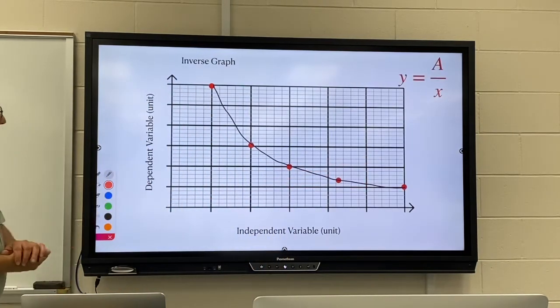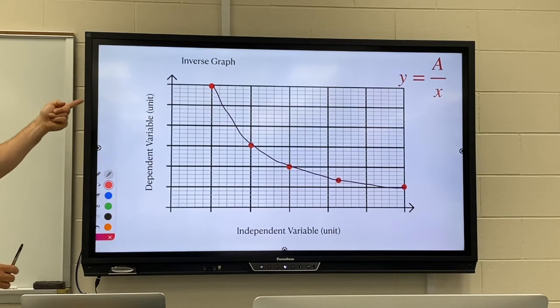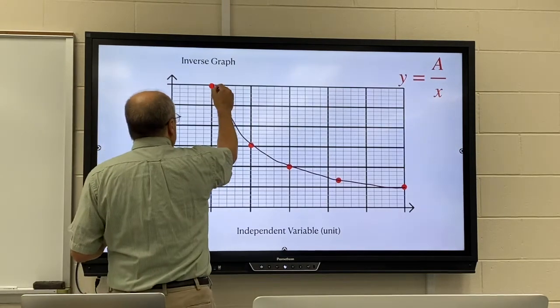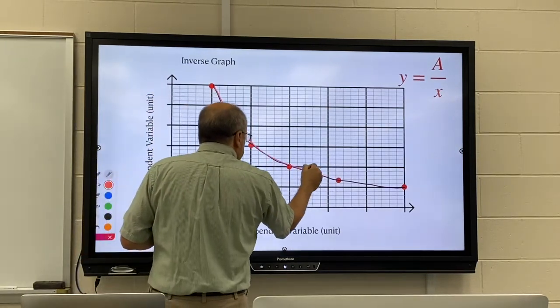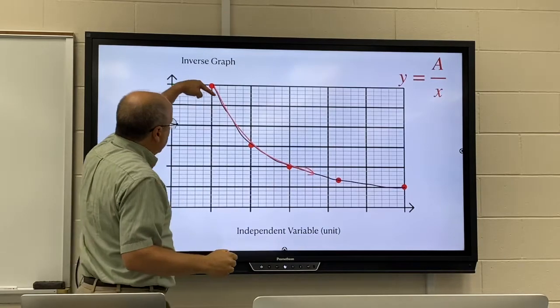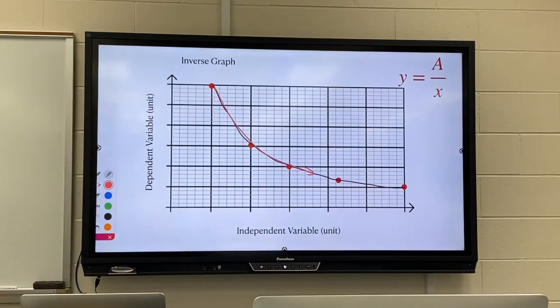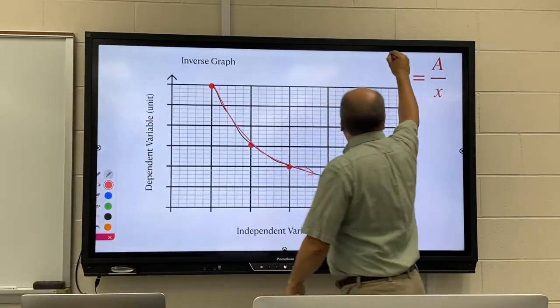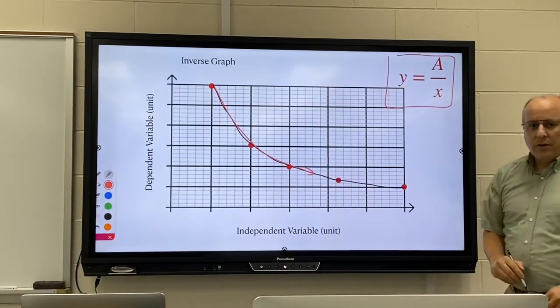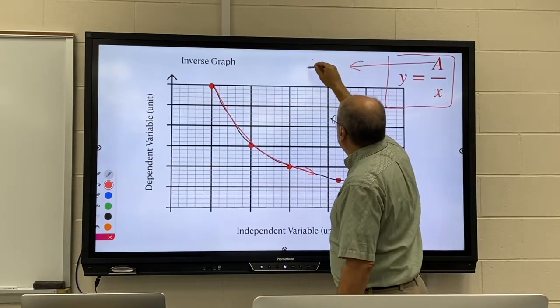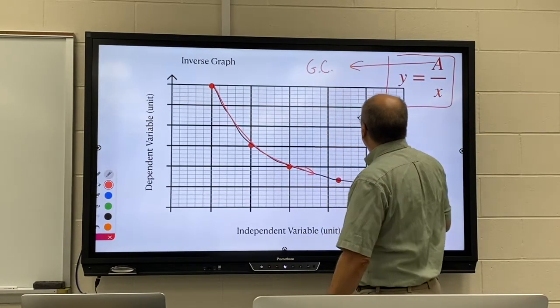Okay, here are the new ones, so make sure you draw out this graph. It's called an inverse graph. An inverse graph means that as x gets bigger, y gets lower. Your y values go down as you move to the right. The equation looks like this. Y equals a over x. The a is called your graph constant.